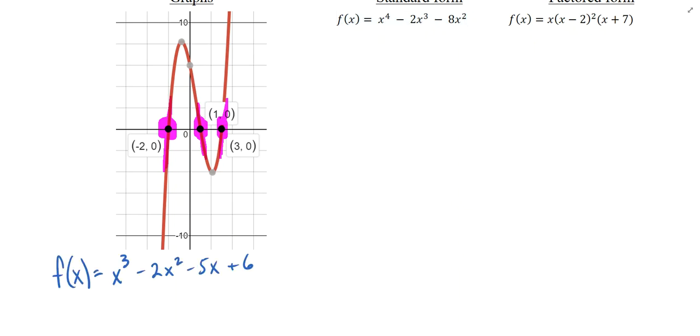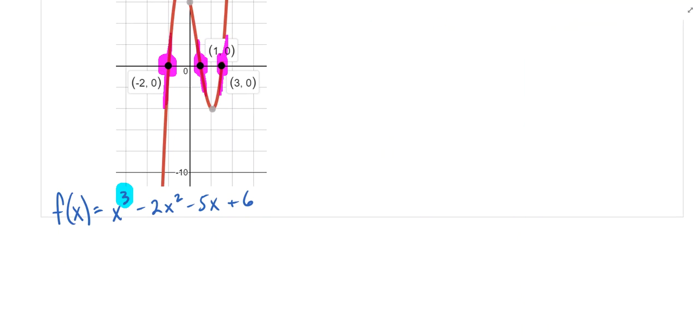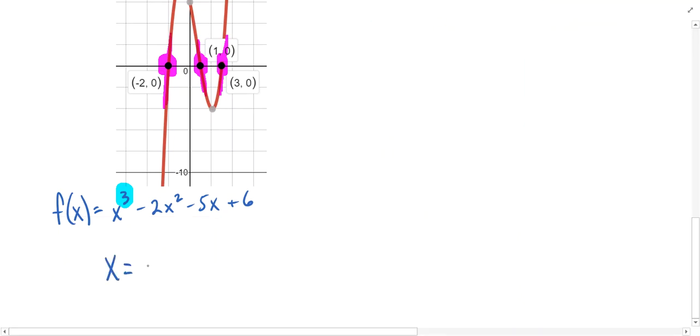If I were to tell you that the polynomial function represented by this graph is f of x equals x cubed minus 2x squared minus 5x plus 6, then we should recognize that this third degree polynomial only has 3 solutions, and that all 3 solutions are real numbers that are visible on the x-axis. And we would say that those solutions are x equals -2, 1, and 3.